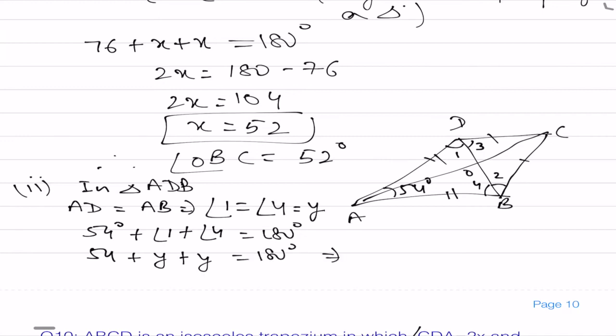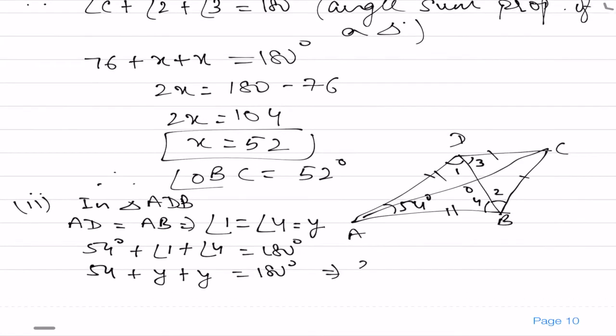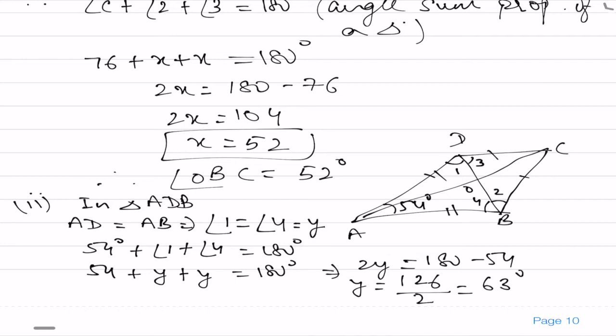So 54 plus 2y is equal to 180 degrees. This implies 2y is equal to 180 minus 54. So y is equal to 63 degrees. Therefore, angle ODA is equal to 63 degrees.